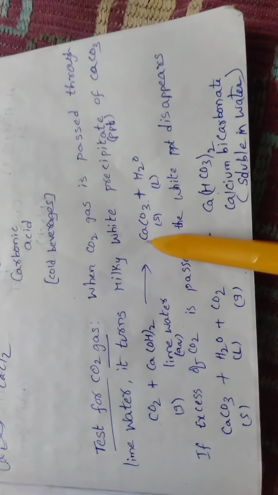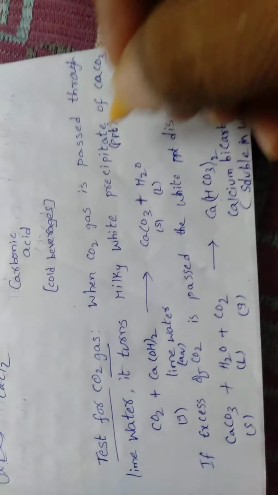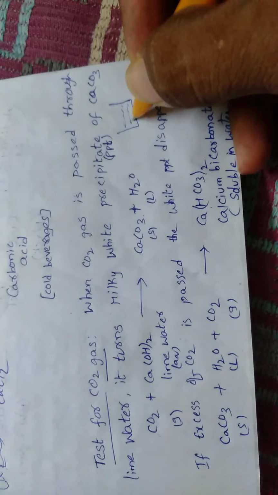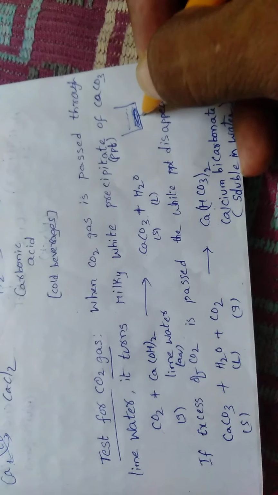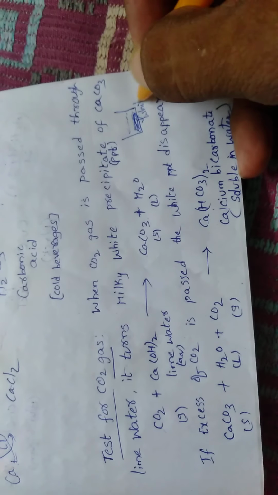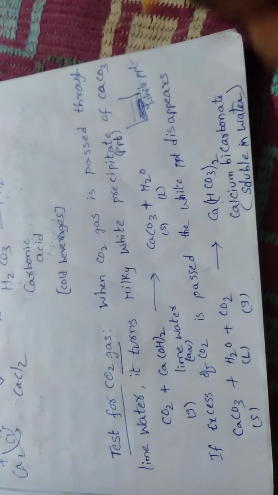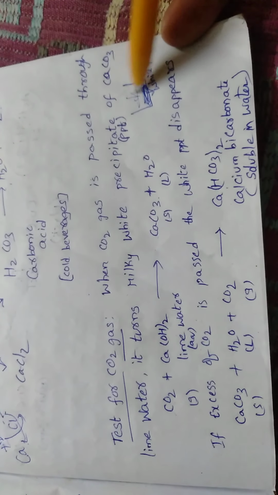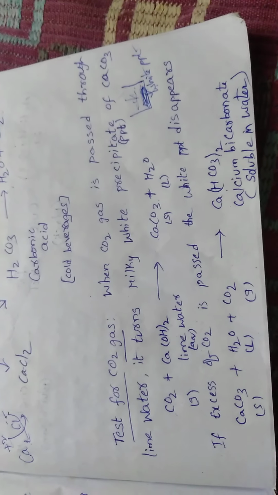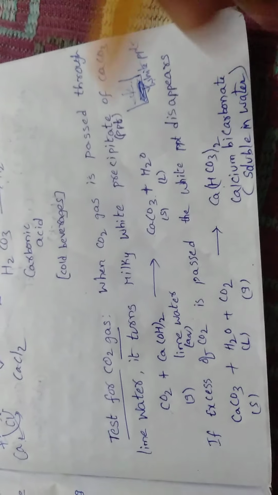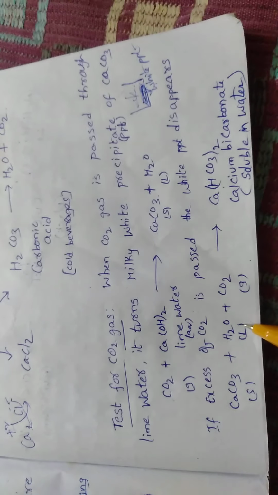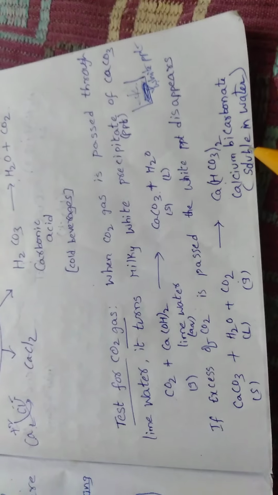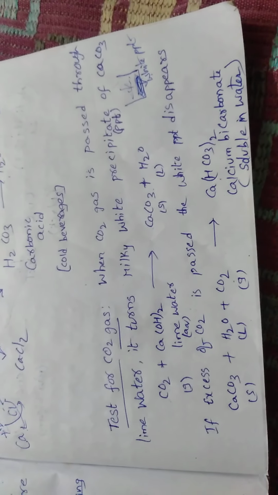This CaCO3 is a precipitate. Precipitate means a solid substance that is formed during a reaction, at the bottom. So this is your white precipitate that is formed during the reaction. If you pass more CO2 into this solution, this white precipitate will disappear. That means it is soluble. Calcium carbonate combines with the water, which is already there. If I pass more CO2, it forms calcium bicarbonate, which is soluble in water. This is the reaction.